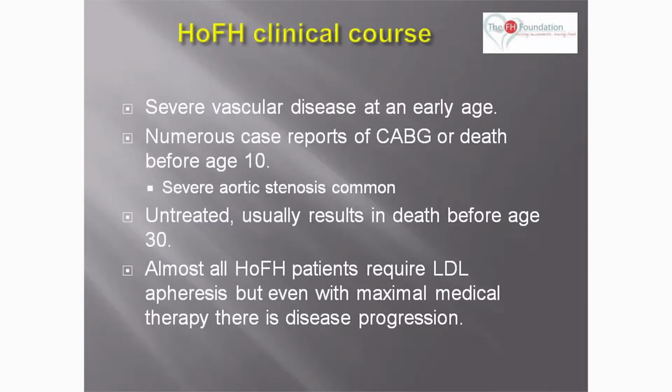The clinical course of the patient with HoFH is really very bad. They develop severe vascular disease at a very early age. There are numerous case reports of bypass surgery before the age of 10. Severe aortic stenosis can occur, as I just showed you in the slide before, and untreated, these people usually die by the age of 30. Almost all HoFH patients require LDL apheresis, even when they have maximal medical therapy. And now there are new drugs available that have been FDA approved for HoFH, and we'll talk about that at the end of the presentation.